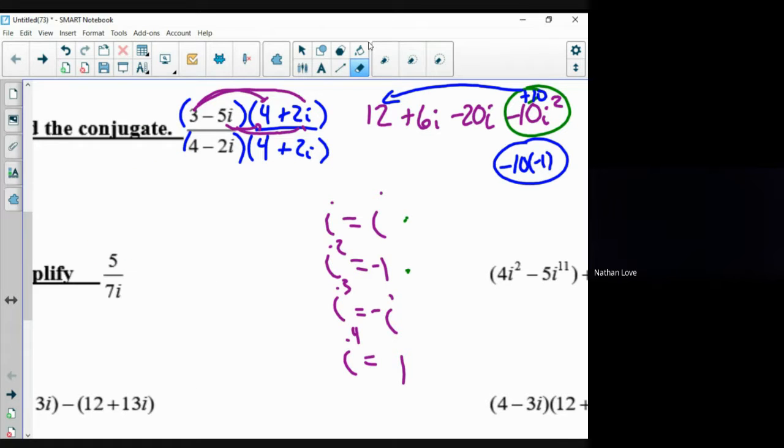So let's go ahead and combine that all together and finish this off. 10 and 12 is 22. And then let me go ahead and add these together. 6i minus 20i. Yeah, negative 14i.